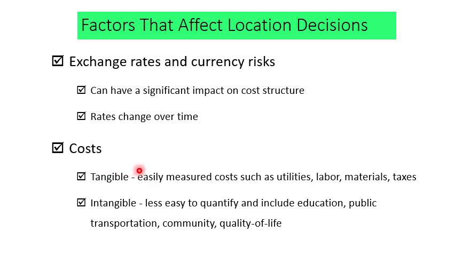And the other is costs. Costs can be sometimes tangible and sometimes intangible. We need to consider all those tangible and intangible costs. For example, tangible costs are easily measured costs such as utilities, expenses for water, electricity or telecom, labor cost, material cost, and taxes. Whereas intangible costs are less easy to quantify. We cannot see or detect them easily, and they include education, public transportation, community, quality of life, maybe productivity, and so on.